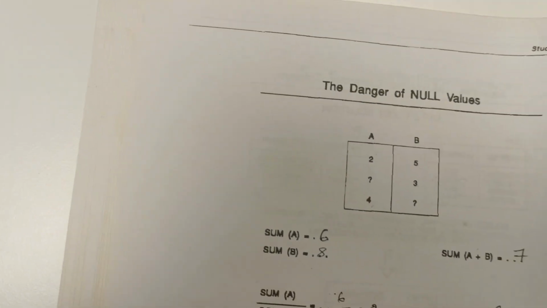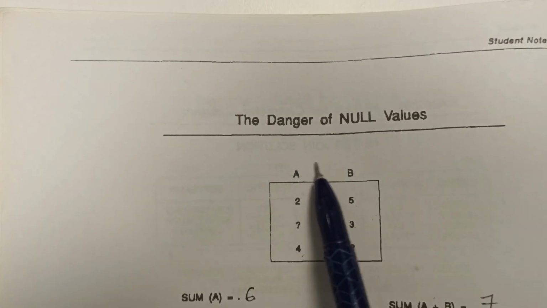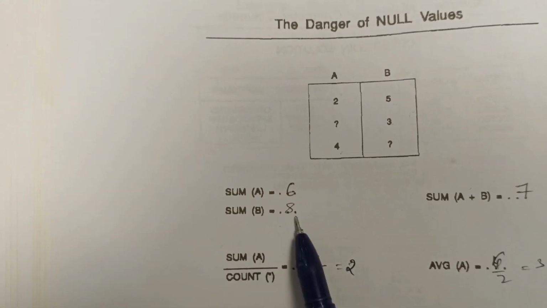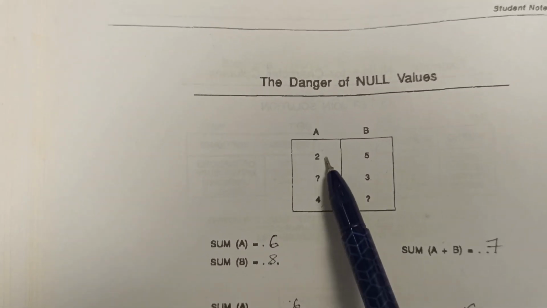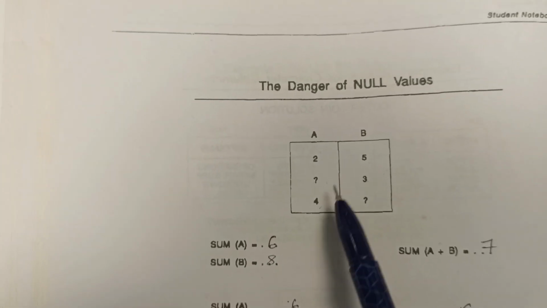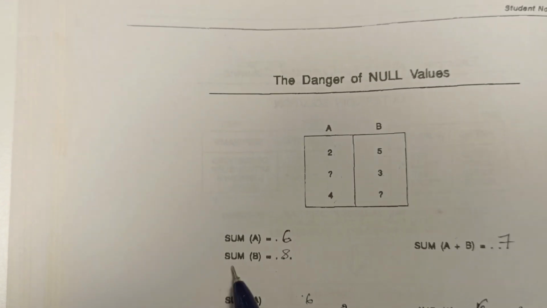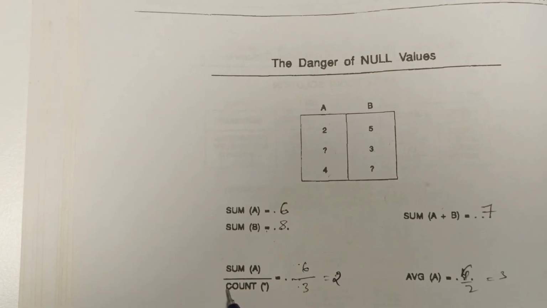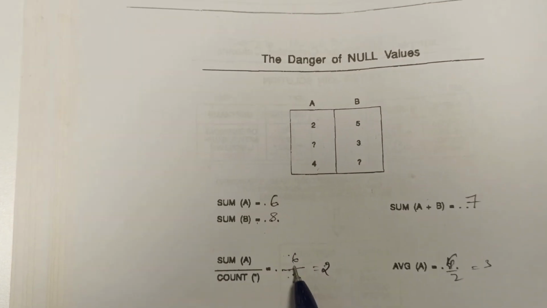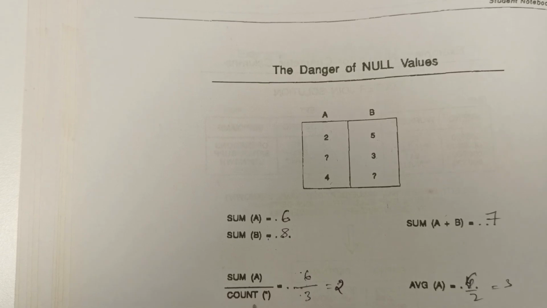Next we will see another example of null values while using a column function. See, this is the sum of A here. While doing a column function, null values cannot be considered. That's why 2 plus 4 is 6. Sum of B is similar, 8. And the 6 means sum of A here, and count star.